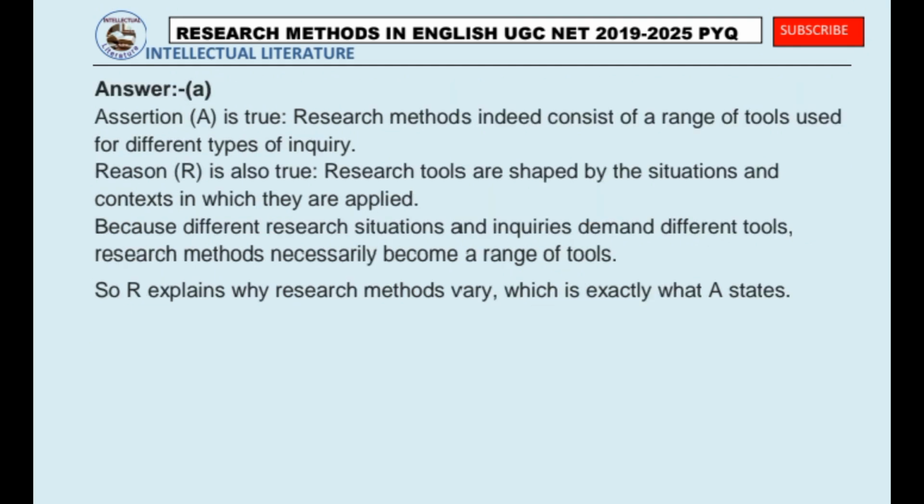Why is that true? Research methods indeed consist of a range of tools used for different types of inquiry. Research tools are shaped by the situations and context in which they are applied, because different research situations and inquiries demand different tools. Research methods necessarily become a range of tools. So, R explains why research methods vary, which is exactly what A states.